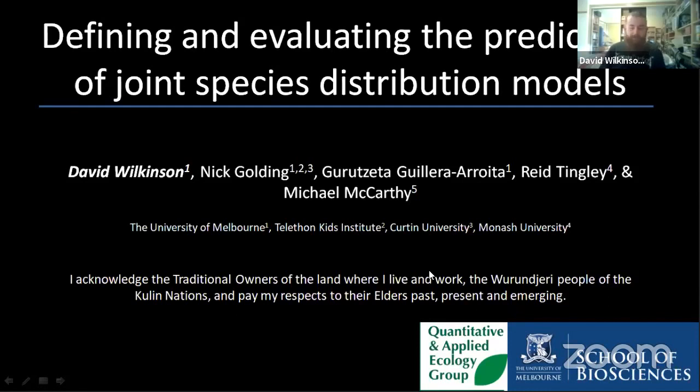JSDMs have been a fairly hot topic in the literature for the past few years, but a lot of the work is focused on implementing new methods or extensions to these methods to account for things like traits or phylogeny, whereas prediction as a topic for JSDMs has only recently started to be explored.